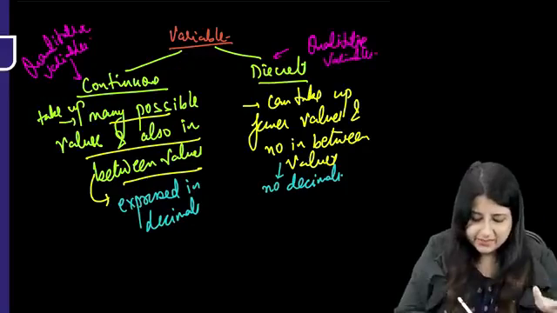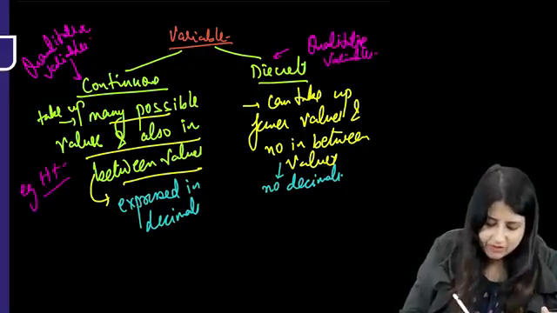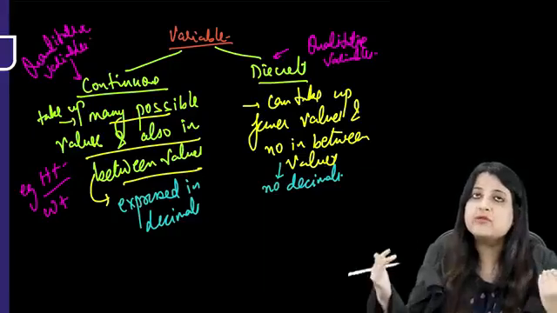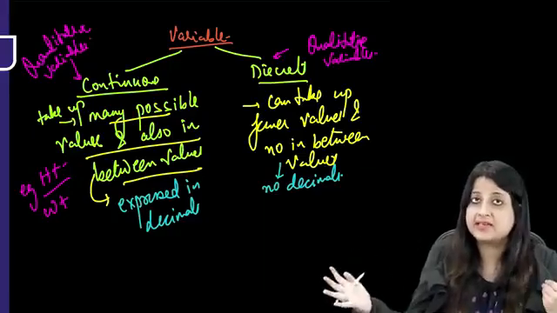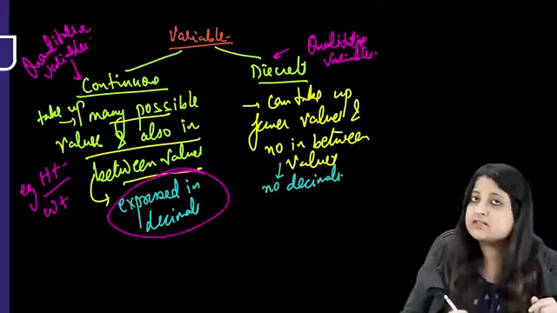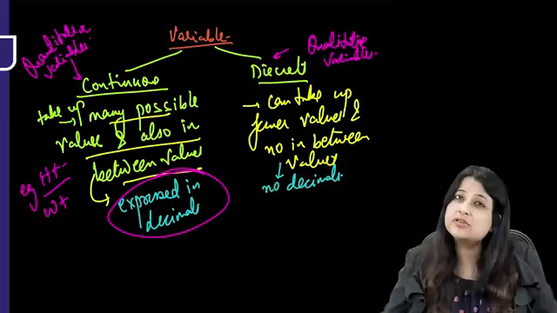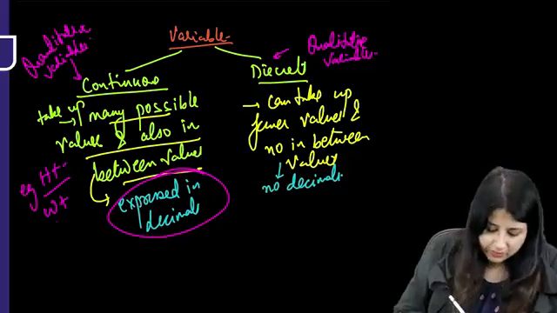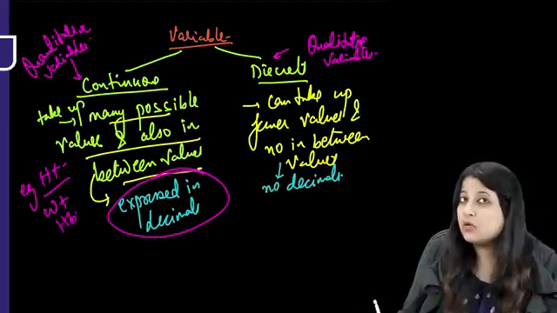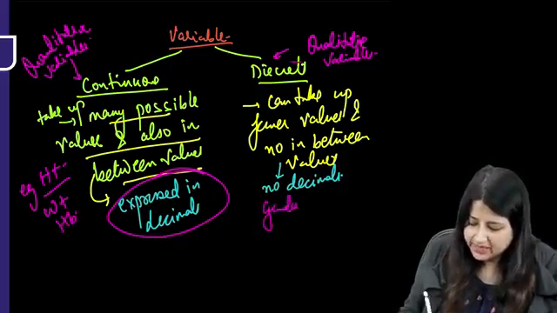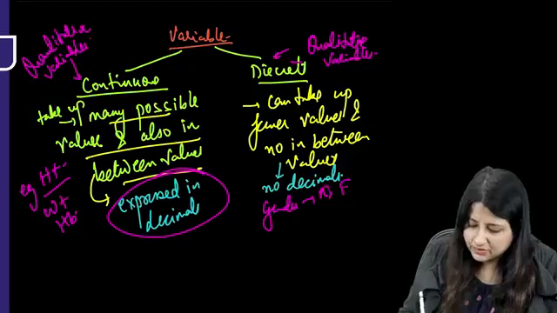Okay, example: if you see height or weight, weight could be 20 kg, 20.1, 20.2, 20.3, 21 kg. So it can be expressed in decimals also. It's something which can take up many possible values and also in-between values. Okay, hemoglobin. But when I say qualitative variable, when I say discrete, now gender could be male, female, transgender.